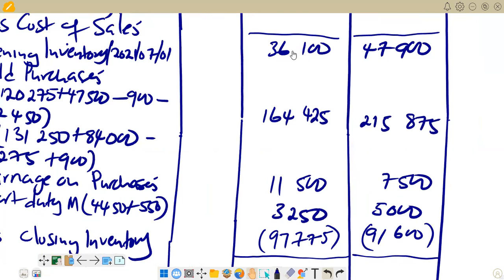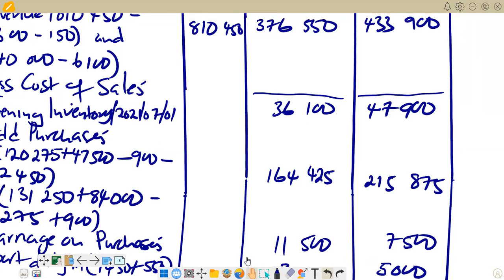Making the calculation there by saying for vegetables department, remember this is the column for vegetables department, we are saying 36,100, we add 164,425, we add 11,500, we subtract, we add again 3,250, then we subtract 97,775. So if you calculate like that, here for cost of sales of vegetables, you are supposed to get 117,500.